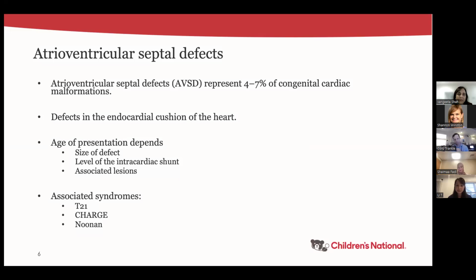So the primum defect falls under the spectrum of atrioventricular septal defects. These represent about 4 to 7% of all types of congenital heart disease. What is a common denominator in these defects is that there is an underdevelopment of the endocardial cushion region of the heart, meaning right at the crux of the heart. So whether you have just an atrial portion, just a ventricular portion, or both, it always involves the endocardial cushion.